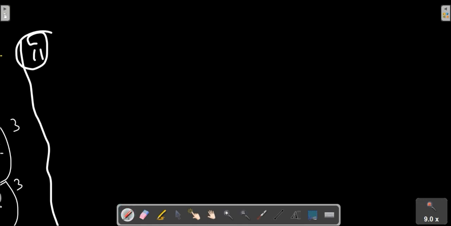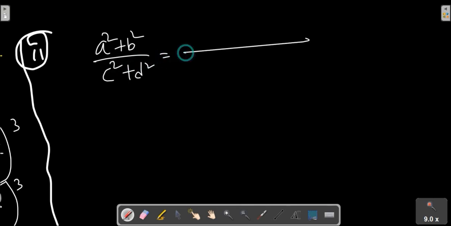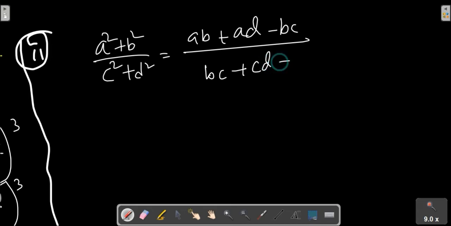Let us take this one. It mostly looks like the previous sum, but it's a bit different. So a square plus b square by c square plus d square is equal to ab plus ad minus bc, by bc plus cd minus AD. Okay, so this is the sum. Now we will try to show LHS equals RHS.